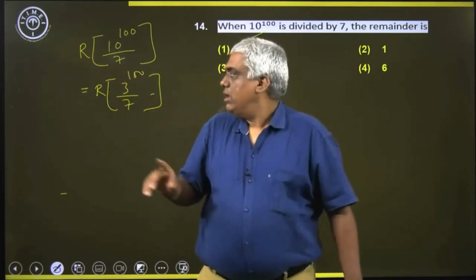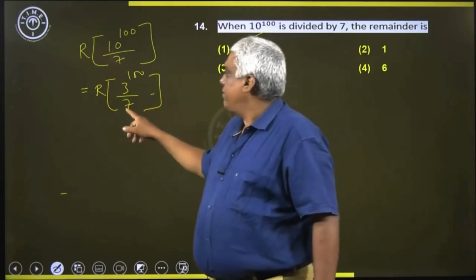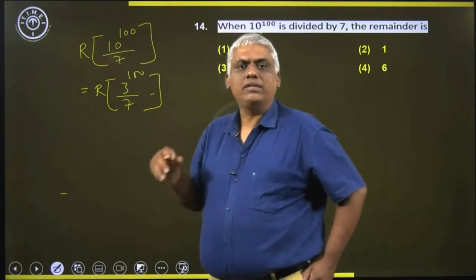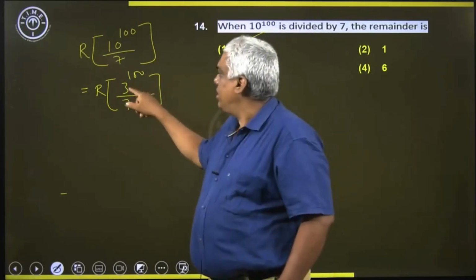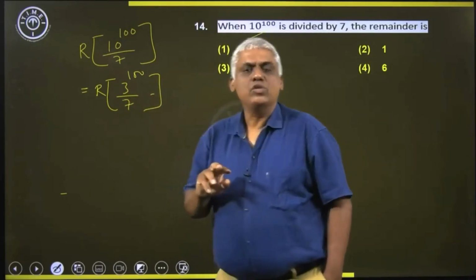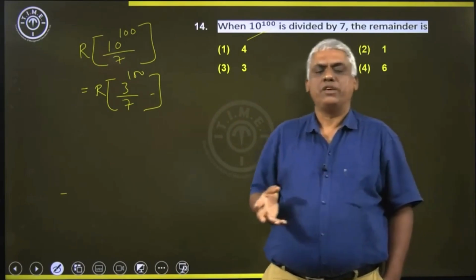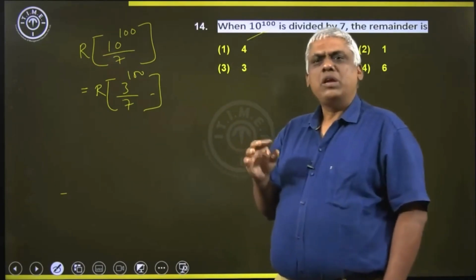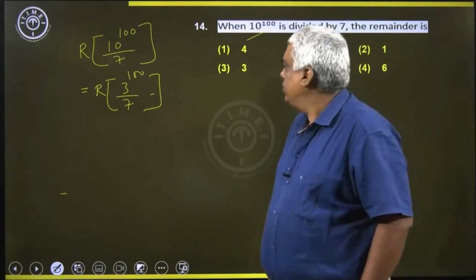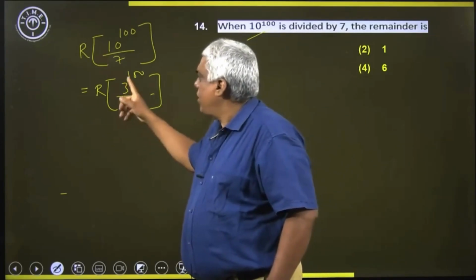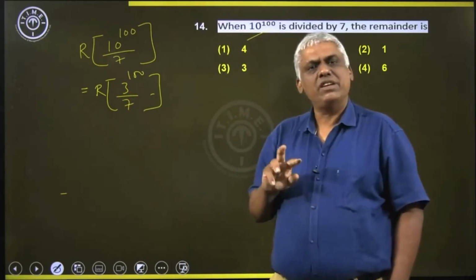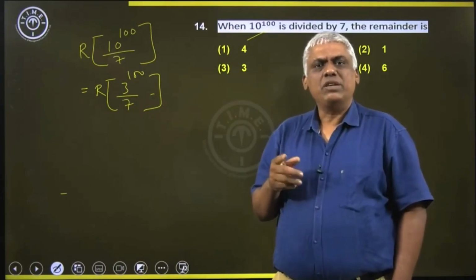Now let's see. Let's think about some power of 3 which is very close to 7 or a multiple of 7. How close? Maybe nearby, plus or minus 1. So 3 to the power 3 is 27. 27 is close to 28. 27 plus 1 is 28.